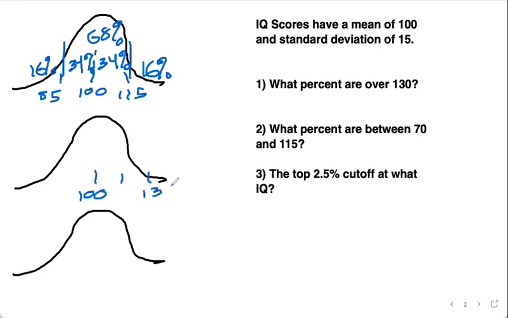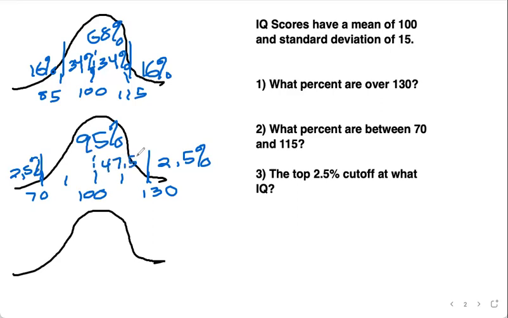So add two standard deviations above, add 15, add 15, subtract 15, subtract 15, and the middle is 95%. Subtract from 100, you would get 5%. Divide by 2, it'd be 2.5% above and 2.5% below. And then 95 divided by 2 will give you 47.5%.